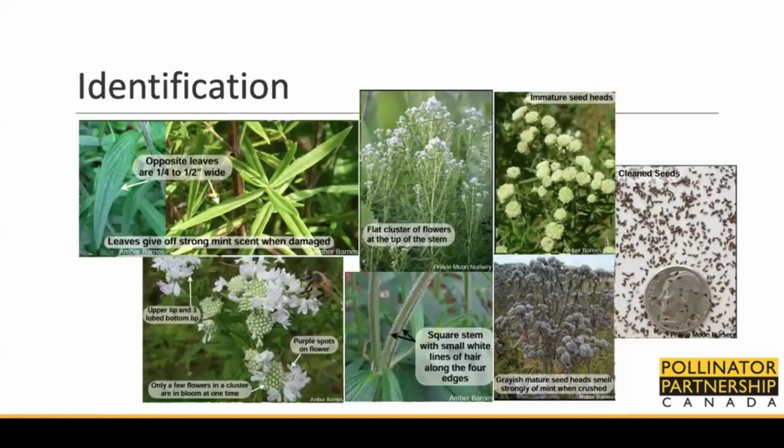Virginia mountain mint has tiny white flowers that are often spotted with a little bit of purple and are arranged in small, dense clusters. It has a square stem with small white lines of hair along each of the four edges. A square stem is a pretty good giveaway that a plant is from the mint family. It's also got oppositely arranged leaves that are half an inch to a quarter inch wide. And when mature, the seed heads are grayish and smell strongly of mint when crushed.